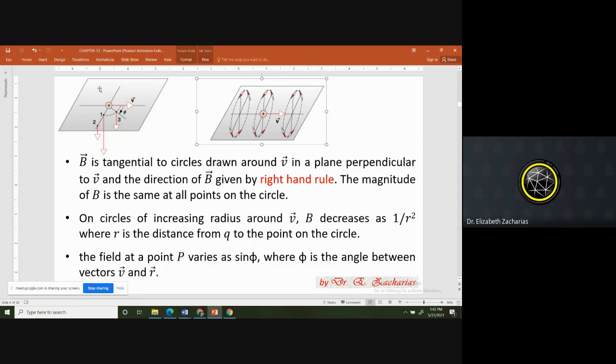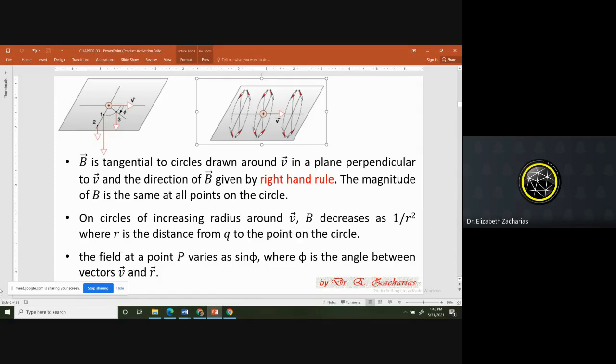Put your right hand thumb in the direction of the velocity of the positive charge. Then your curling fingers give the sense of the rotating magnetic field. So if this is my velocity vector, the magnetic field direction is given by the right hand rule, and you're finding that the magnetic field is always perpendicular to the V vector. It is lying on a plane which is perpendicular to the V vector. And then you'll ask, which plane? You can take any plane.